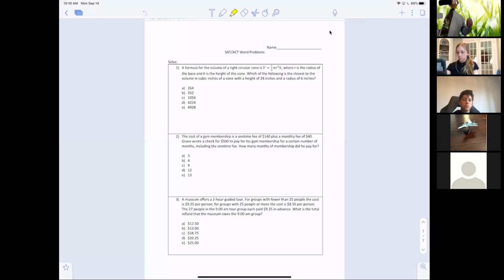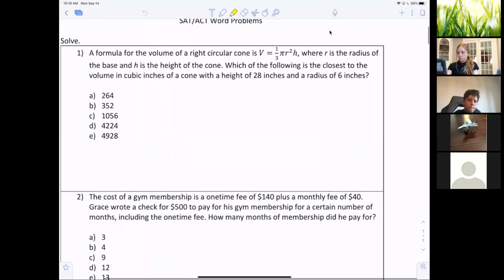Yeah, let's go ahead and give it a shot. Let's see how you guys are doing. All right. Everybody take a look now at number 1, and let's see how you are doing. First thing is, remember, write things out. The formula says volume equals 1/3 pi r squared h.